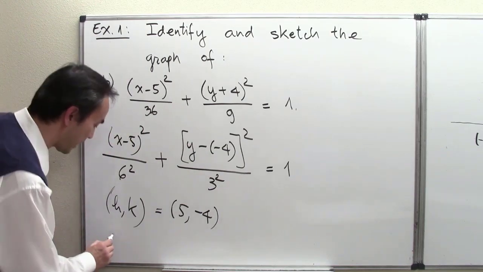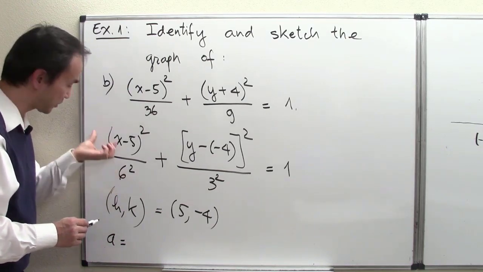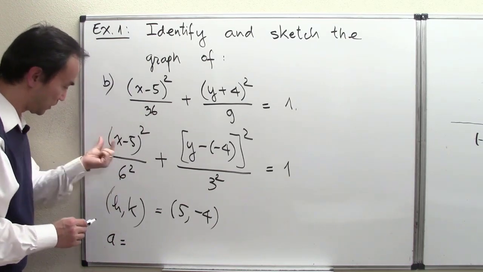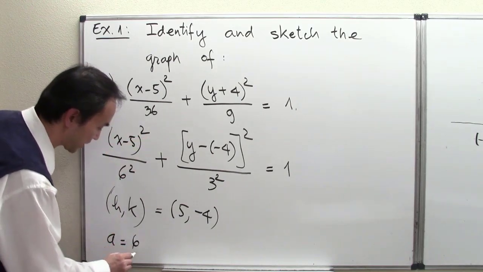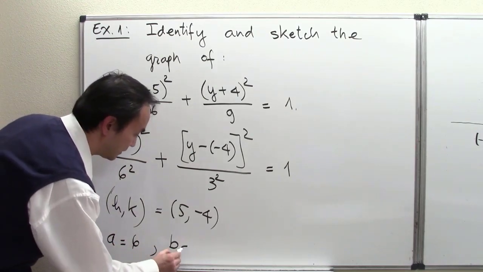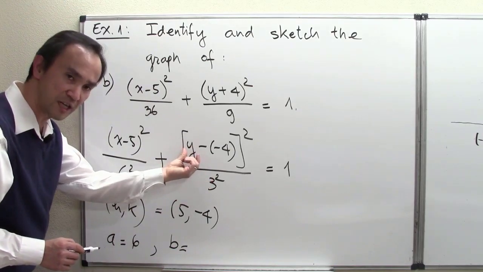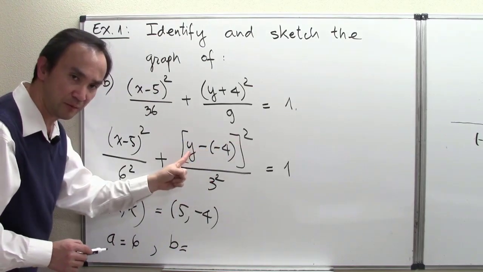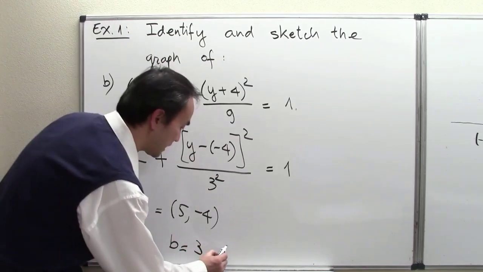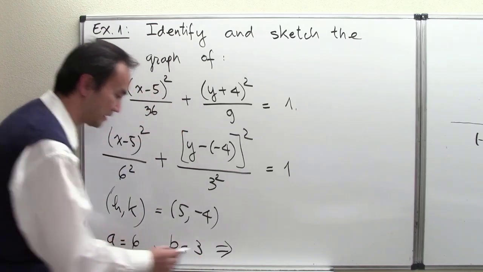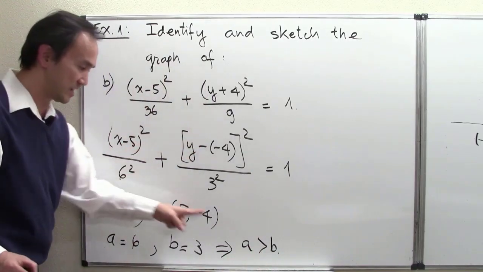Furthermore, our a value, the coefficient in the denominator corresponding to the x squared term, or corresponding to the perfect square relating to x right here, that's 6. On the other hand, our b value, the coefficient corresponding to the y squared term, or corresponding to the square of the y related expression, is a 3. So in this case, I immediately recognize by comparison that a now is greater than b. So this equation here has a greater than b.